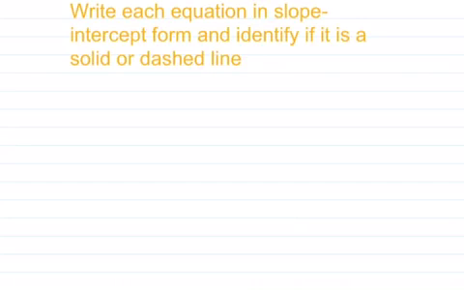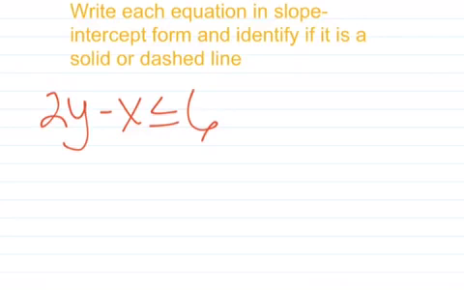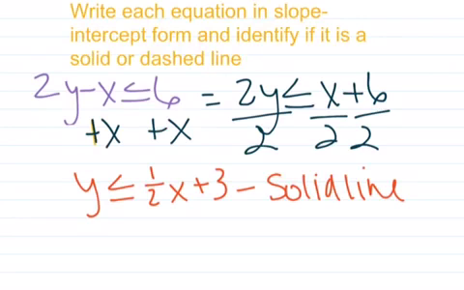This last one I want you to do is to write the equation of the boundary line in slope-intercept form. Describe each line as dashed or solid. So I want you to do 2y minus x less than or equal to 6. Solve that, hit play whenever you're ready for the answer. Okay, guys, if you got y is less than or equal to 1/2 x plus 3, and it's a solid line, you did it totally correct.